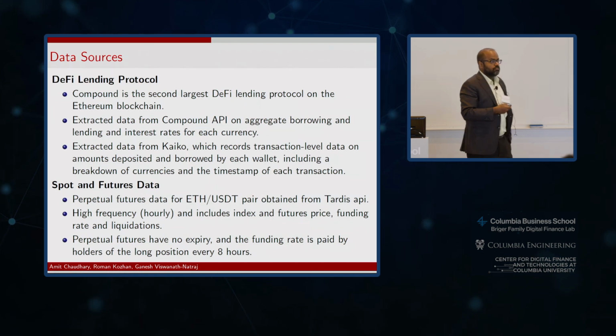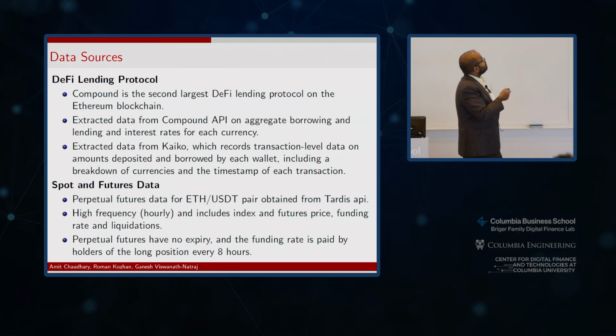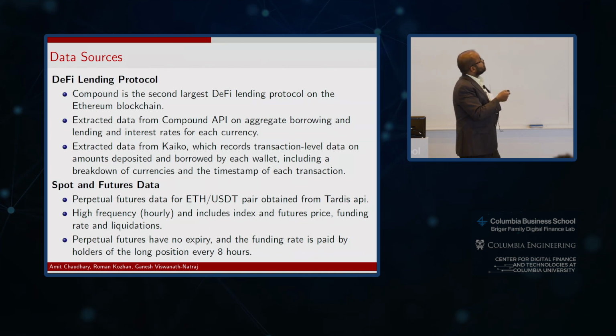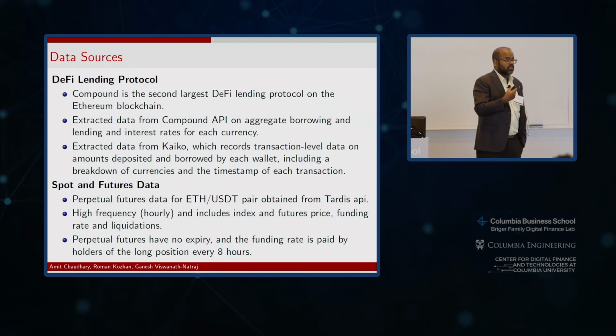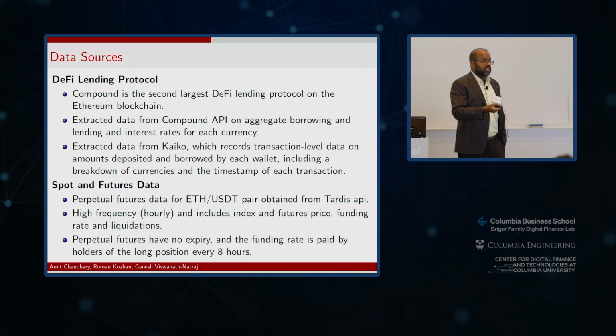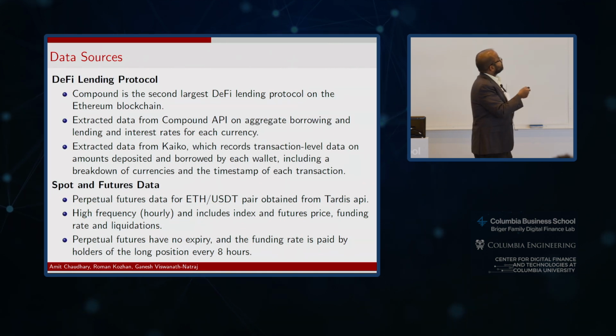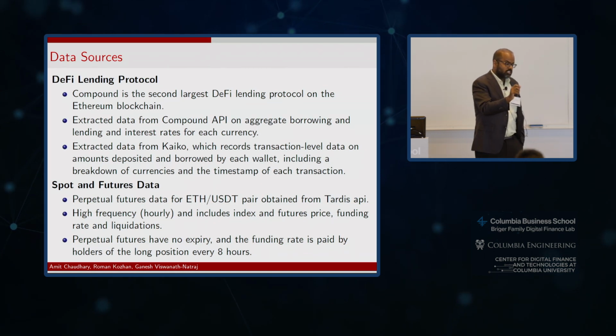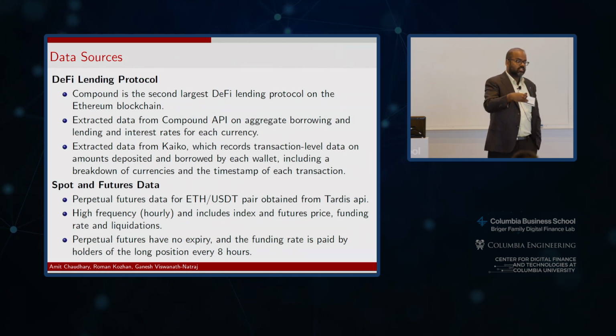So in terms of the data we use, we have essentially Compound data. The two main protocols out there are Aave and Compound. So we use data from Compound. We use the Compound API to get borrowing and lending rates, as well as the aggregate amounts borrowed and lent in each currency. We also have transaction level data from Kaiko, and this allows us to trace for individual wallets the amounts they deposit and borrow of respective currencies.